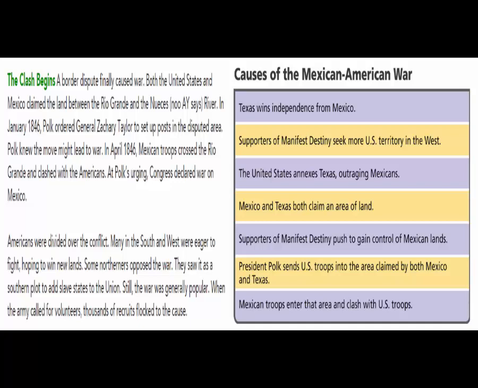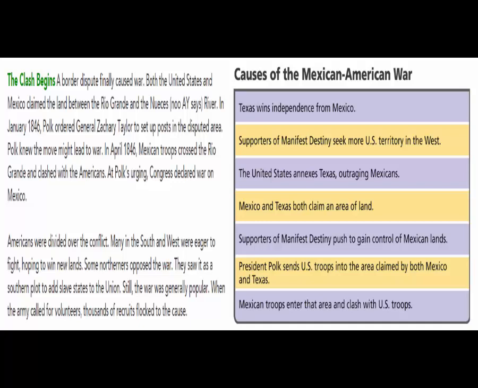Question number 12. How did President Polk use a sneaky tactic to start the Mexican-American War? He sent his general and his troops into some disputed land knowing that the Mexicans would probably cross over and clash. Therefore, he could convince Congress, look, the Mexicans attacked us, we need to defend ourselves. This was just a sneaky little way to get the war started.